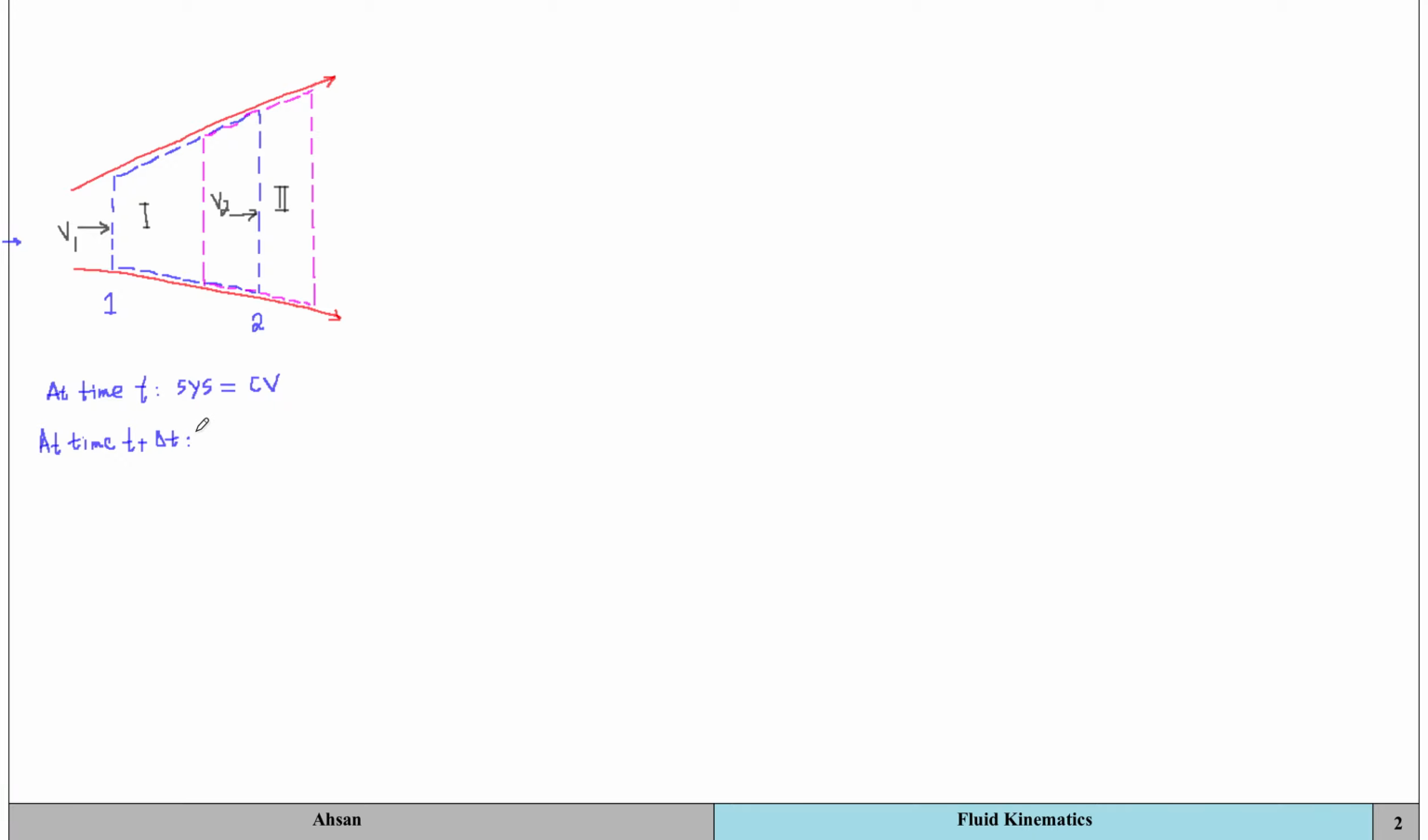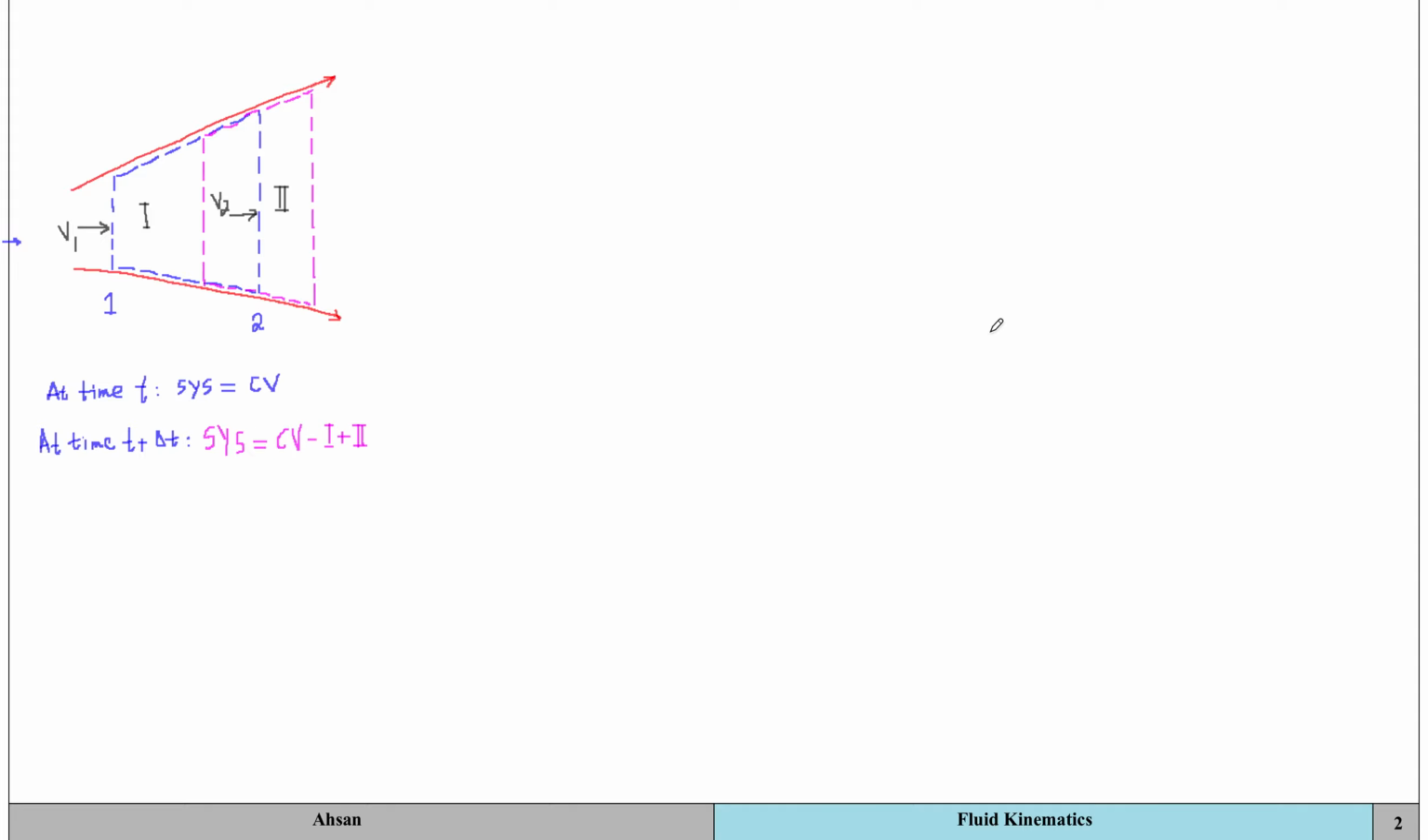So at time t plus delta t, the system is going to have the same amount of fluid. It has changed its size and shape, but it's going to be the same amount of fluid. And when we look at it in terms of the control volume, then the system is going to be equal to the control volume minus 1 plus 2. Right? So that's simple enough.